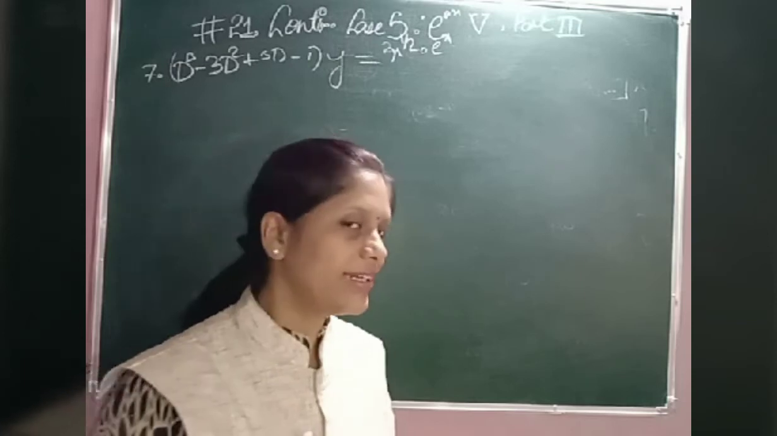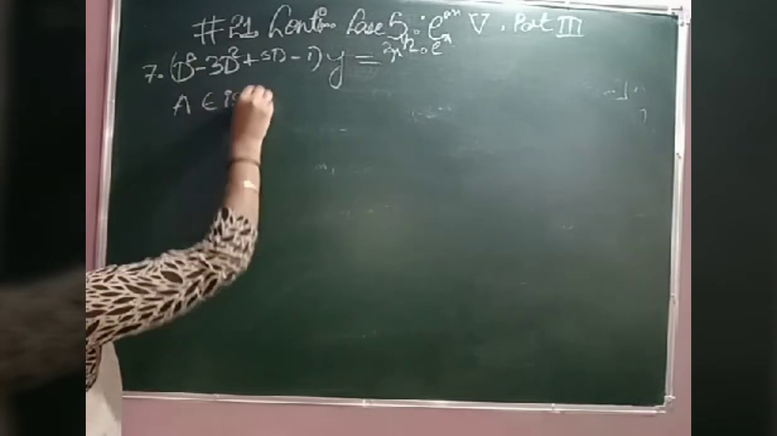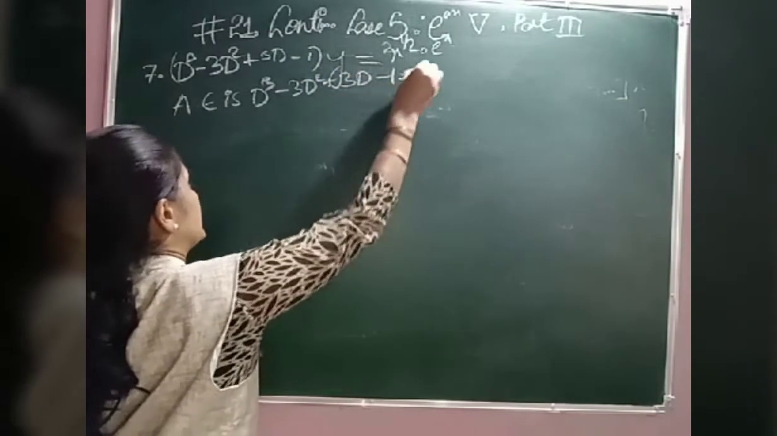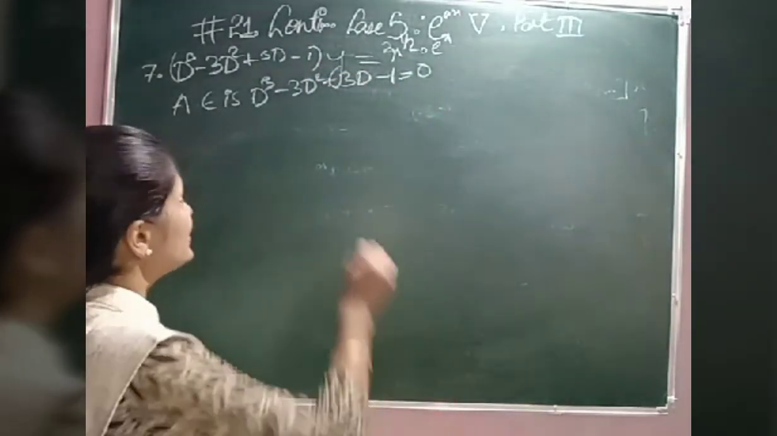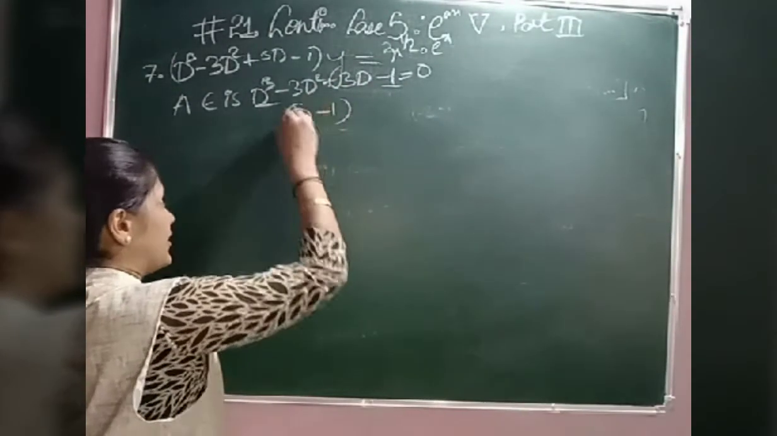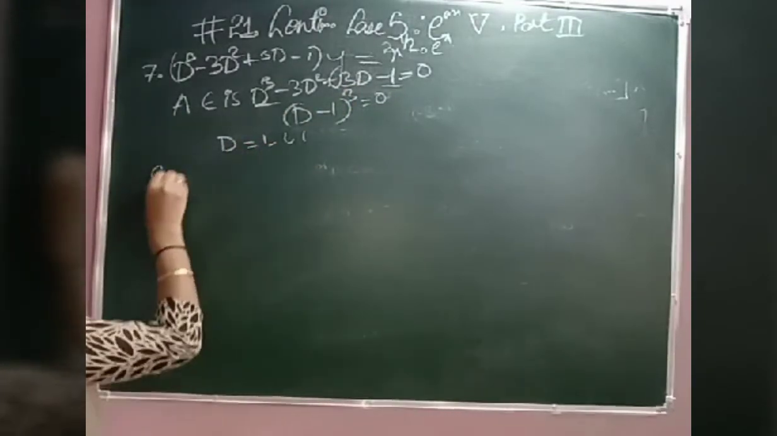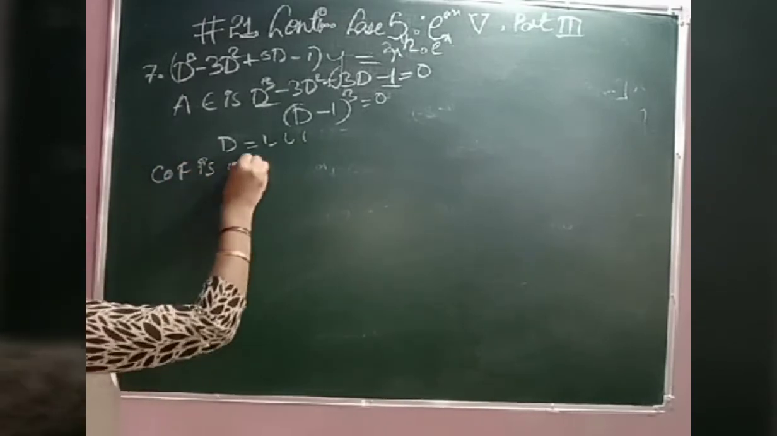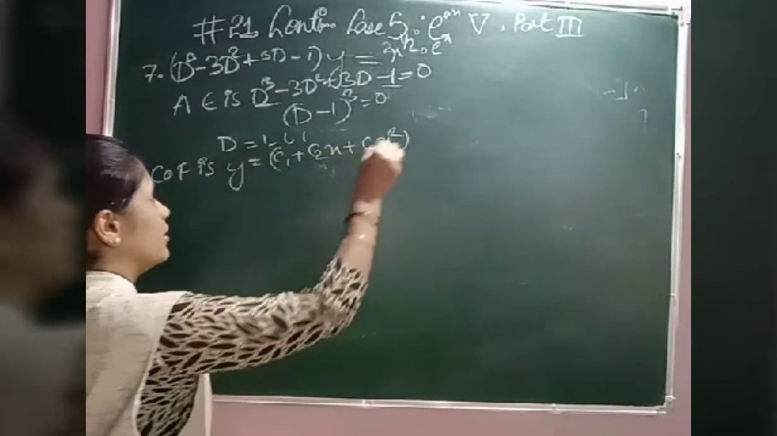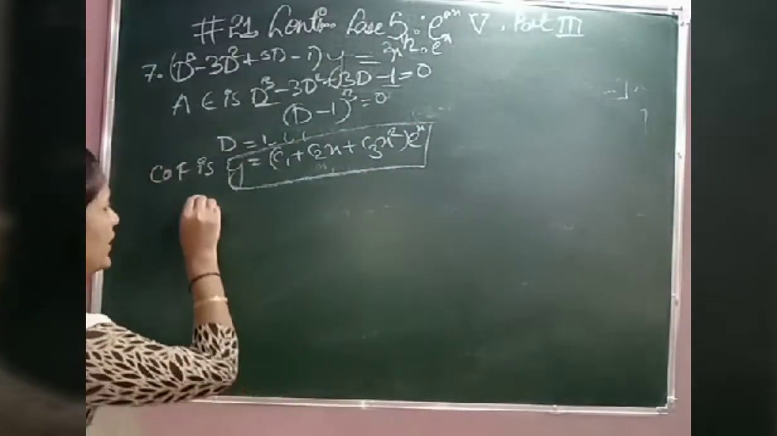Firstly, CF. Let us consider the auxiliary equation. The auxiliary equation is D cube minus 3D square plus 3D minus 1 equal to 0. What does this mean? This is nothing but a standard algebraic identity: D minus 1 whole cube equal to 0. So, D equal to 1, 1, 1. The complementary function is y equal to c1 plus c2x plus c3x squared, e raised to x. So, this is CF. Now, let us go for PI.